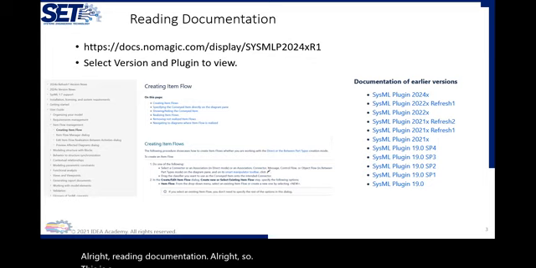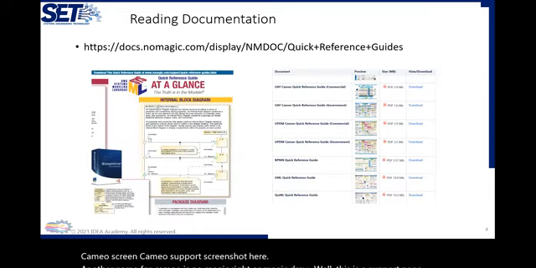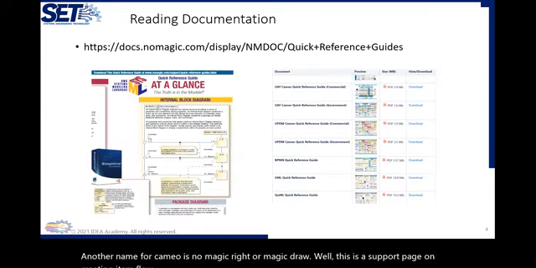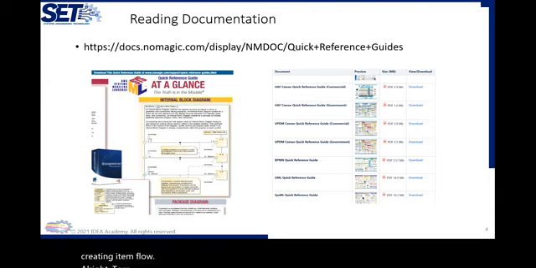Alright, so this is a Cameo support screenshot here. You know, another name for Cameo is No Magic, right? Or Magic Draw. Well, this is a support page on creating item flow. All right, here's another support page for NMDoc, showing internal block diagram.